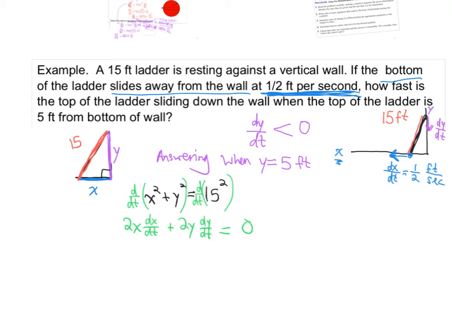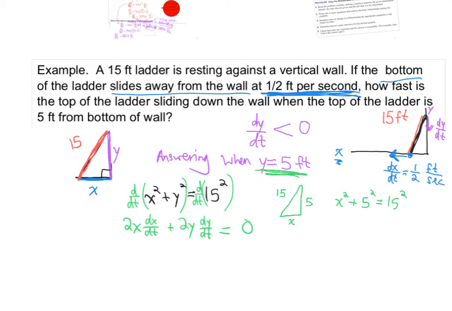In the case when y equals 5, we have the following right triangle. We have x, we have 5, and we have 15. That means we can use the Pythagorean theorem again to solve for x. We have x squared plus 5 squared equals 15 squared.